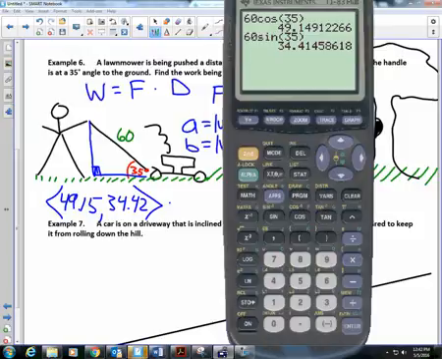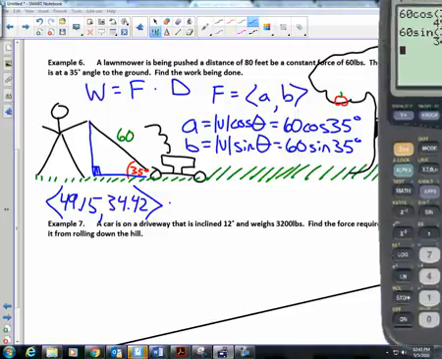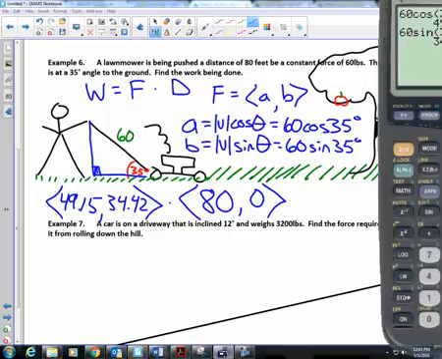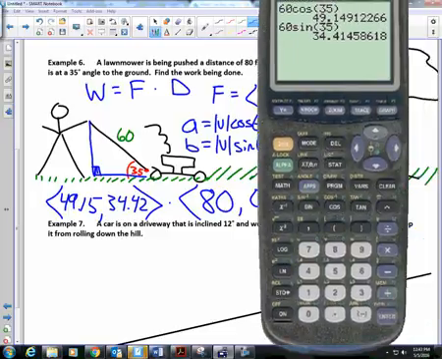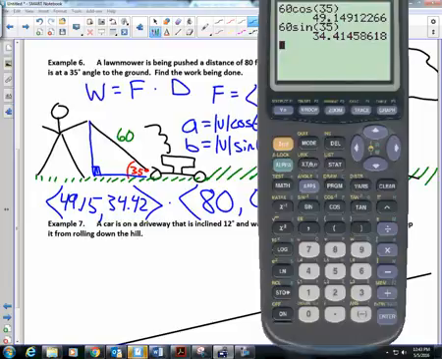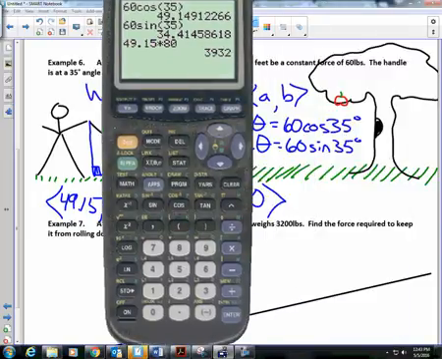Now, instead of a force vector, I need a distance or directional vector. So let's think about how we're moving this lawnmower. Are we moving the lawnmower vertically or horizontally? Horizontally. How many feet horizontally? 80 feet horizontally. How many feet vertically? 0. Now we multiply. Dot product. And this is no big deal because the 34.42 times 0 just gives us 0. So we have 49.15 times 80. 3,932.